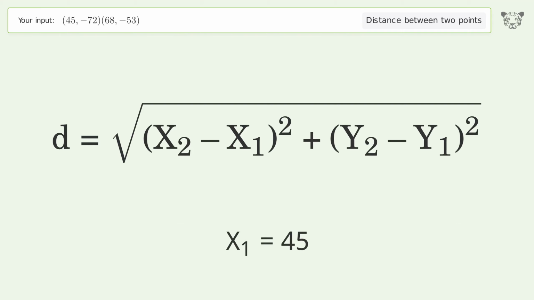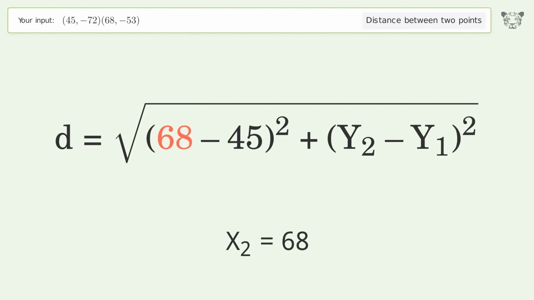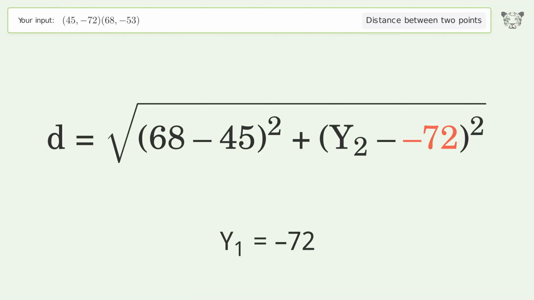x1 equals 45. x2 equals 68. y1 equals -72. y2 equals -53.